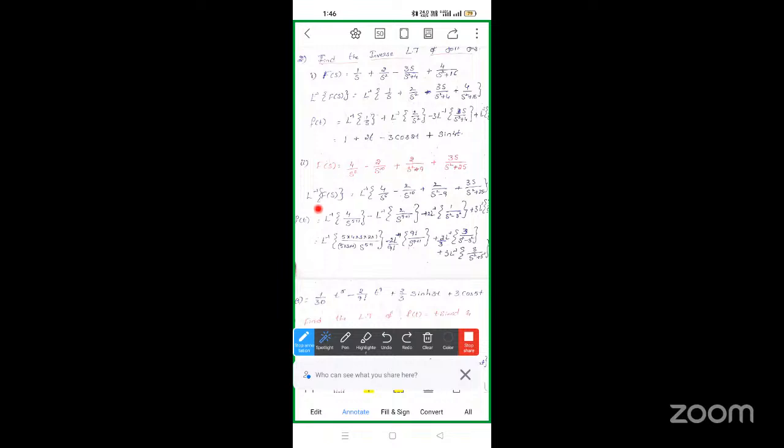L inverse of f of s is equal to L inverse of 4 by s power 6 minus 2 by s power 10 plus 2 by s square minus 9 plus 3s by s square plus 25. So next, separating L inverse on each and every term. L inverse of 4 by s power 6, so 6 can be written as 5 plus 1. So that is L inverse of 1 by s power n plus 1 formula, so that is t power n by n factorial.